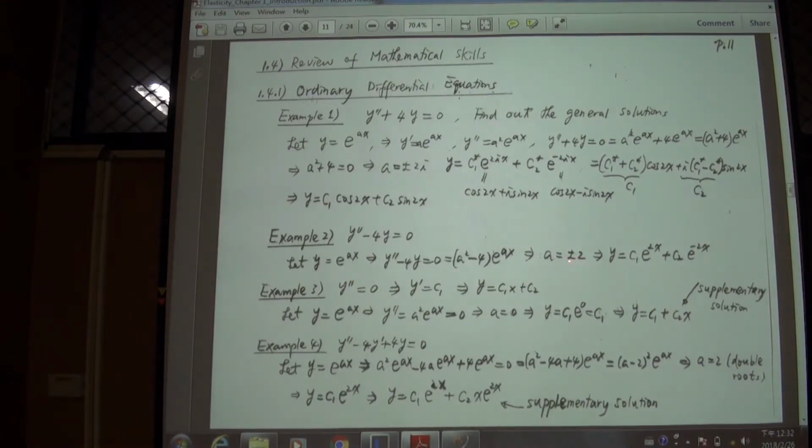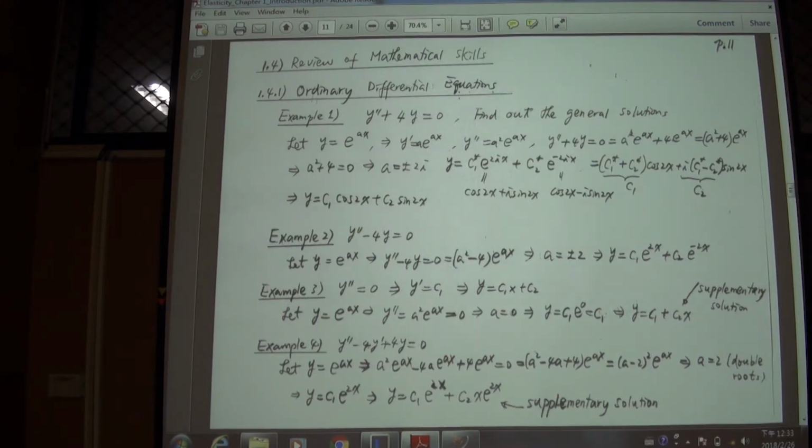So a equals plus or minus 2, and then we put it back here. y equals exponential plus or minus 2 times x. So we have two particular solutions, and we put them here: exponential 2x plus exponential minus 2x, with some arbitrary constants as the coefficients. Okay. This is the general solution again.